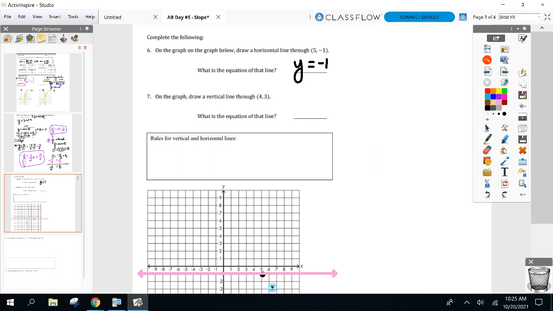So let's write that down for one of our rules right now that we just learned. Any horizontal line is always y equals a number. And that number is where it goes through the axis. Any horizontal line, y equals.